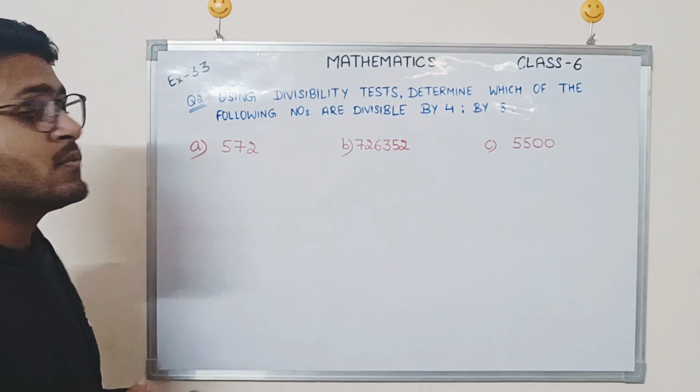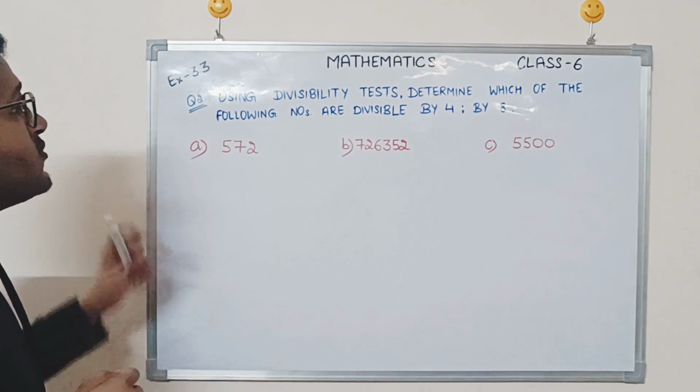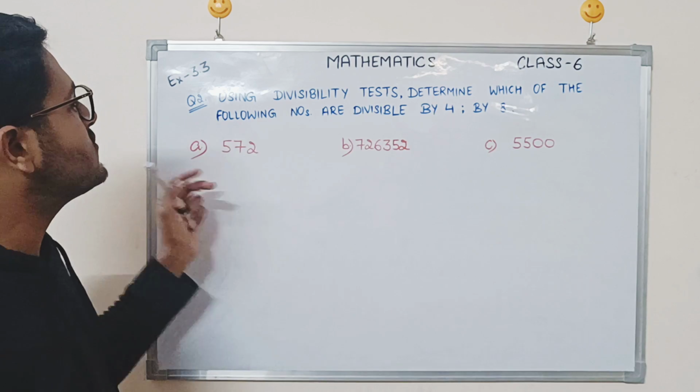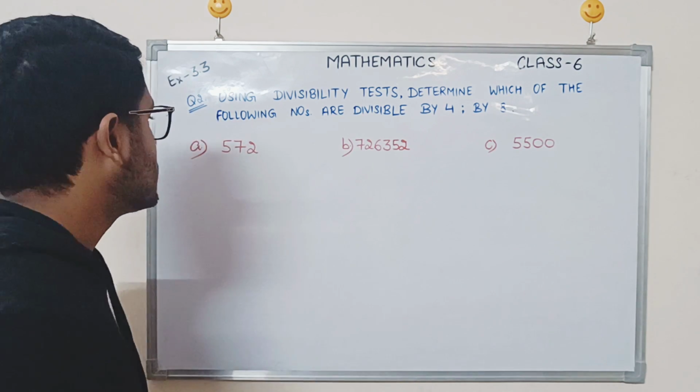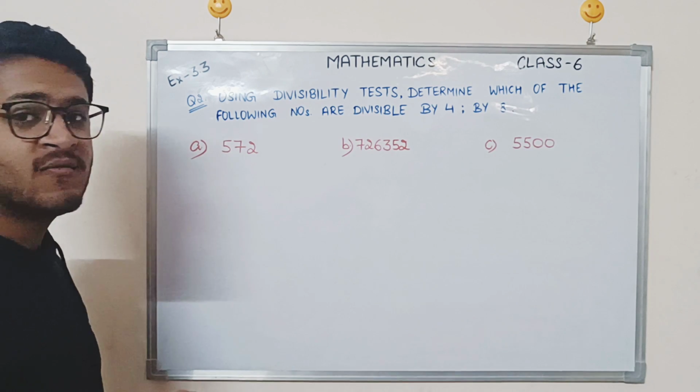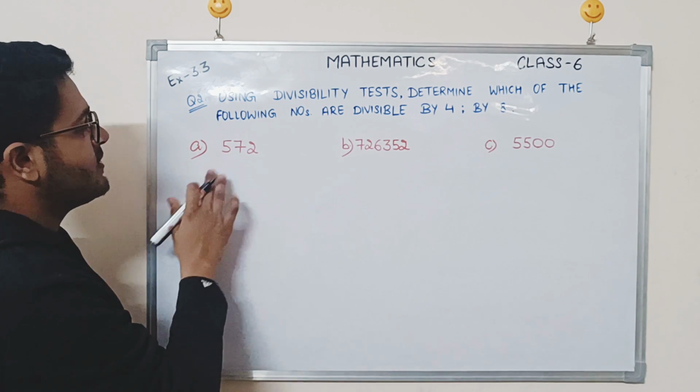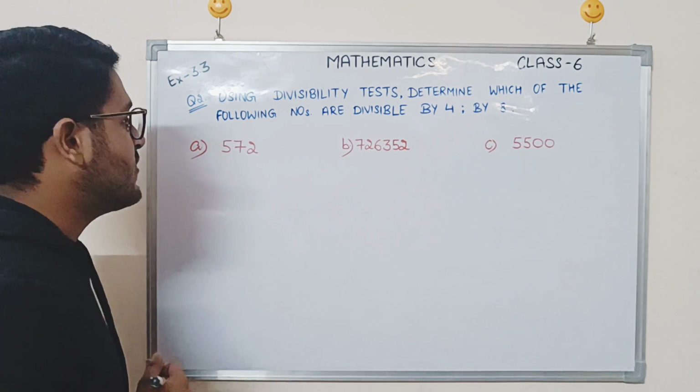So let's start with question number 2, exercise 3.3. Using the divisibility test, determine which of the following numbers are divisible by 4 and 8. Okay, so let's take the first example. Part A, the number is 572.